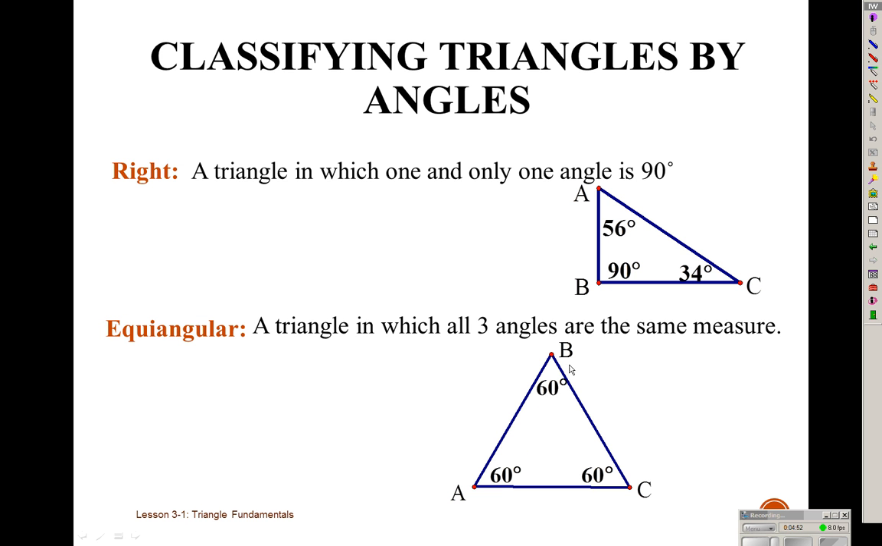If all 3 angles are the same, and that means they would all have to be 60 degrees, then the triangle would be equiangular. And since all three of these angles are acute, it would also be an acute triangle.